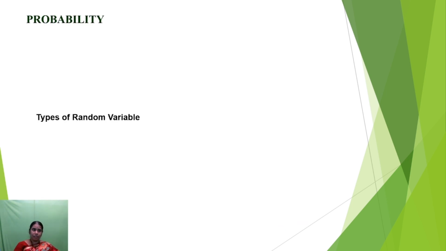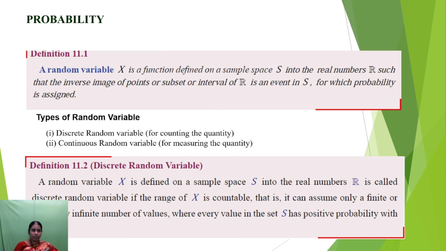Next chapter, probability. We go through some of the definitions in this section. Probability, the last section for your preparation. First, what is meant by random variable? A random variable is nothing but a function defined on the sample space S into the real numbers R such that the inverse image of a point, a subset or an interval is an event in S. That's called a random variable.